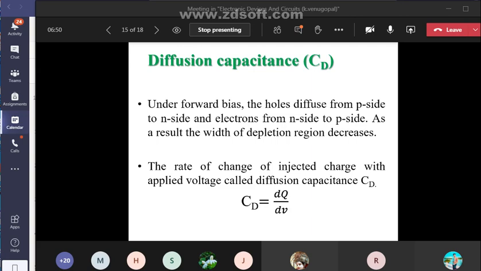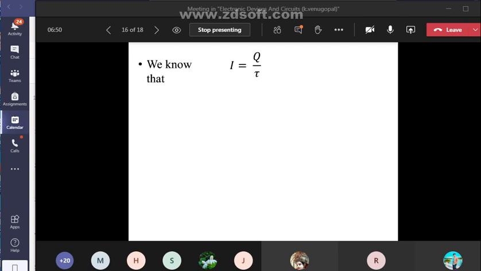So how to define this diffusion capacitance? Cd equal to dq by dV. The rate of change of injected charge with applied voltage is called the diffusion capacitance CD.